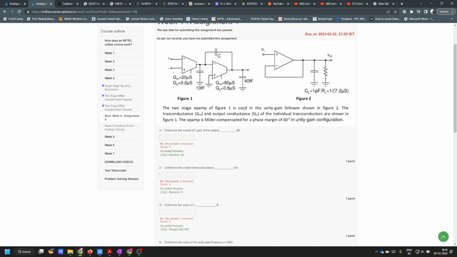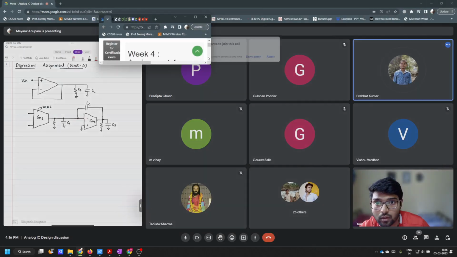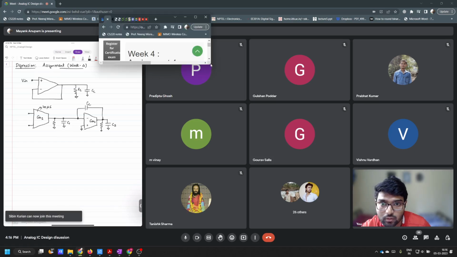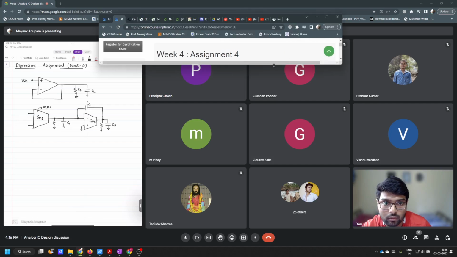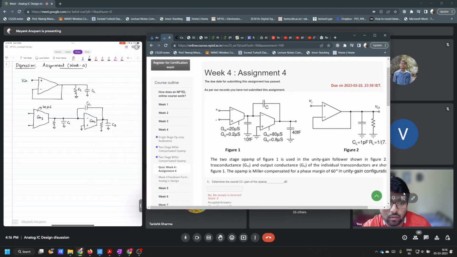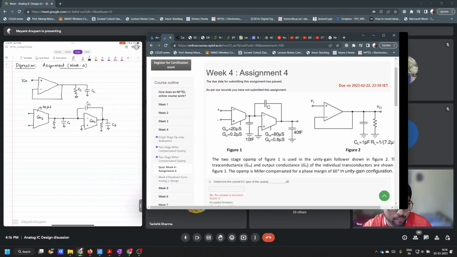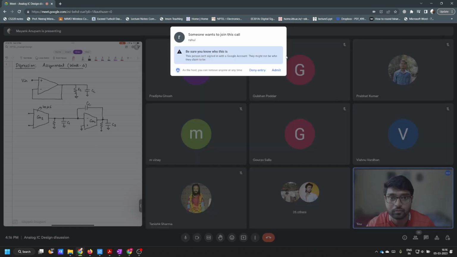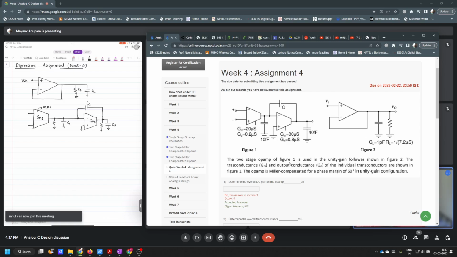And what were the values? Basically we have this gm1, equal to 20 microsiemens, and g naught 1 is 0.2 microsiemens.